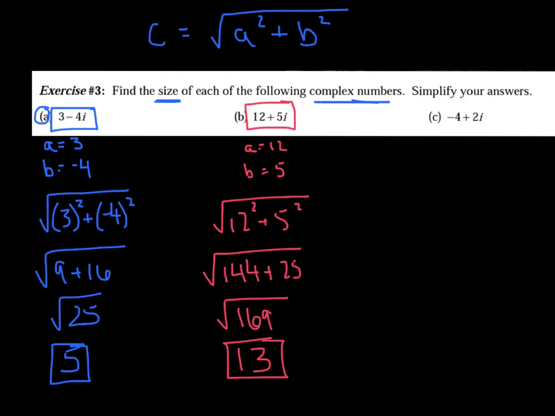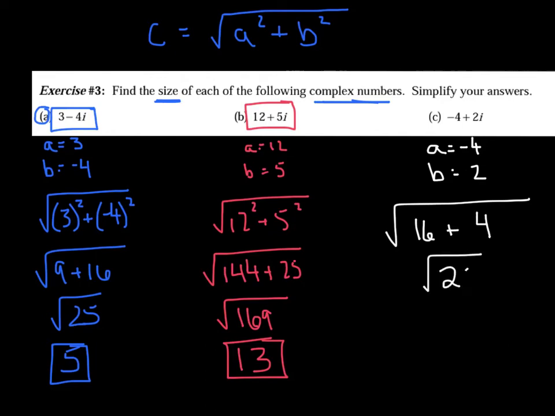All right, last one. My a value is -4. My b value is 2, so I'm thinking, -4 squared is 16, plus 2 squared is 4. I've got radical 20, and of course I want to simplify it, so I'm thinking radical 4 times radical 5, which gives me 2 radical 5 as the length of that complex number.